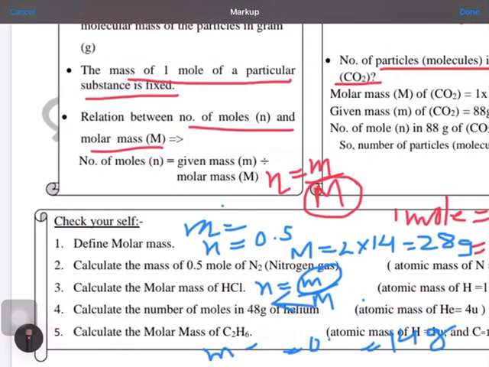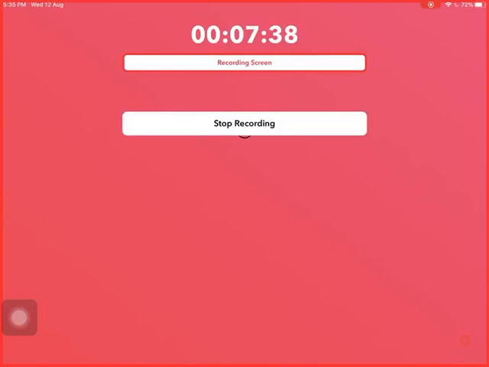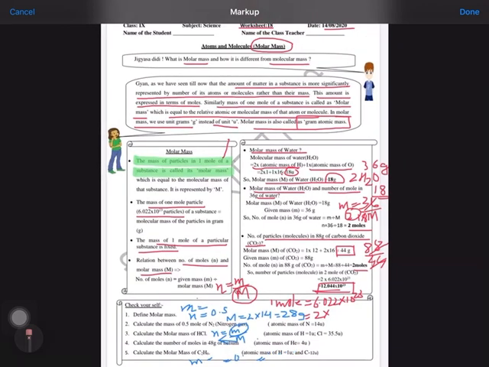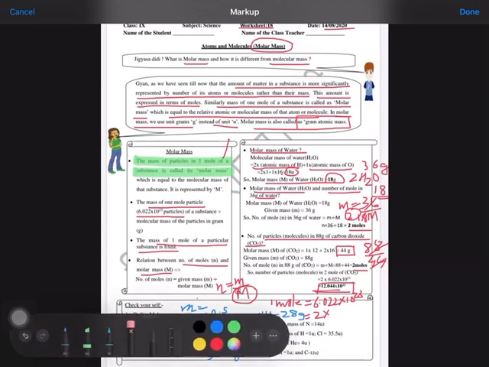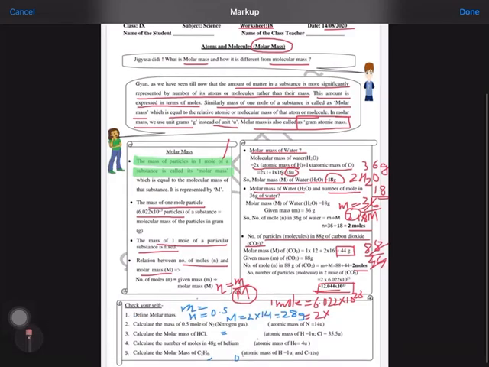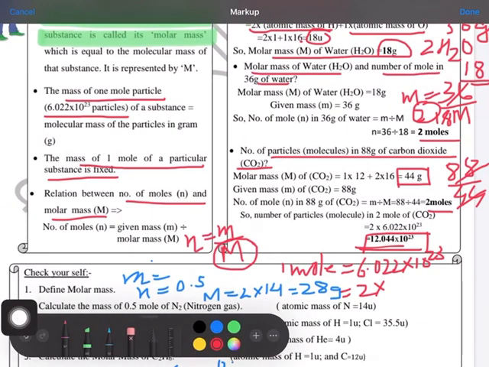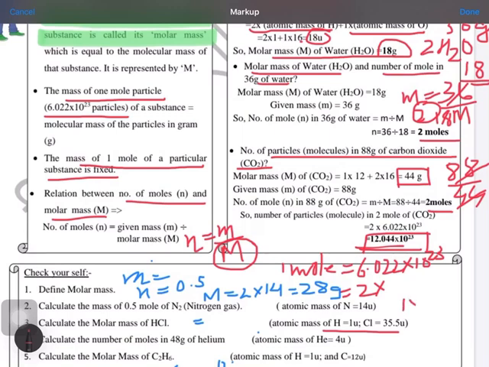Next question is: calculate the molar mass of HCl. In this you just have to add up. When we are calculating the molar mass of HCl, you have to add these. HCl is 1 into 1 plus 1 into 35.5, so it comes out to be 36.5 U. Or if it is molar mass, then you have to write g. If it is molecular mass, then you have to write U.